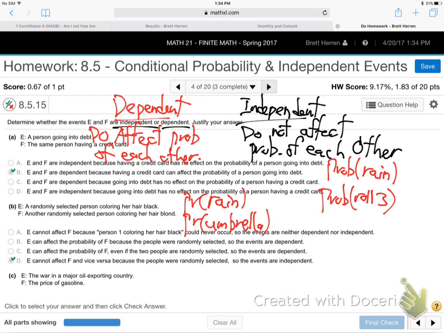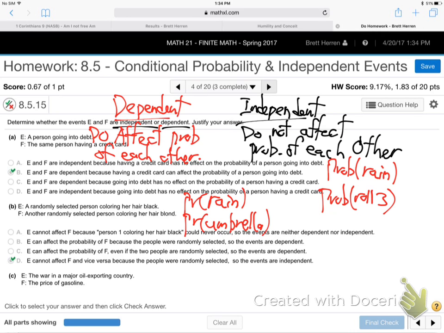Right? If it's more likely that it's going to rain today, it's also more likely that I'm going to bring an umbrella, for example, or wear a jacket. Those are things that are related to each other. One of them being more likely makes the other more likely. Is that making sense? So they're going to give us a bunch of things and ask us if they're related like that or not.